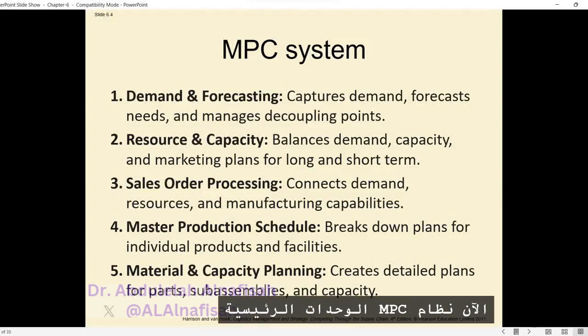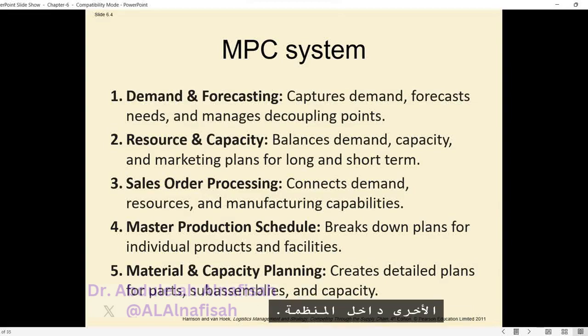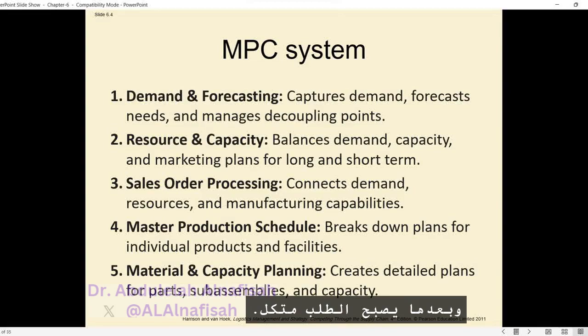Okay, now the MPC system. The main modules in an MPC system include demand management, collecting demand from various sources, both external, forecasts and orders, and internal, other units within the organization. Independent demand items are managed until the customer order decoupling point, beyond which demand becomes dependent. Forecasting is done at different levels, including sales and operations planning and master production scheduling.